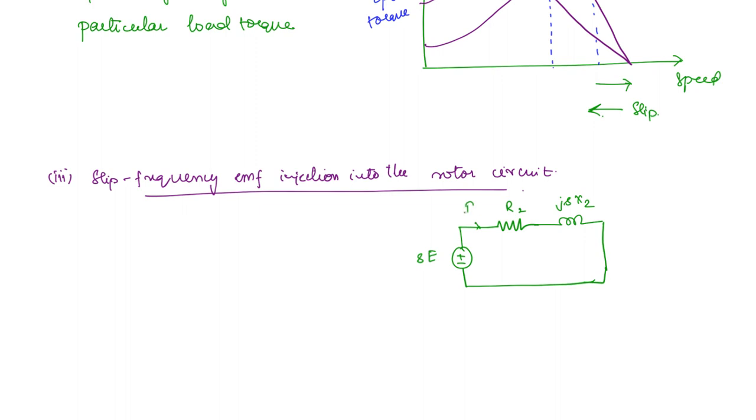Now the rotor current flowing is I2. What is I2? This is approximately equal to S times the voltage divided by R2, since at normal operation slip is very small and so SX2 can be ignored.